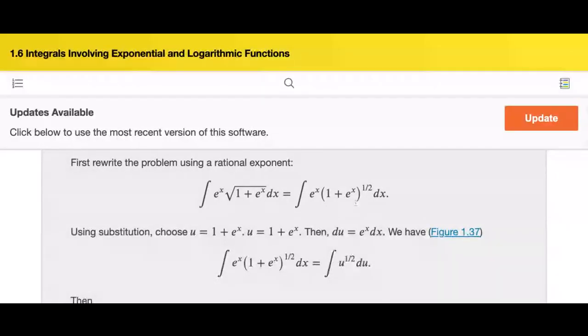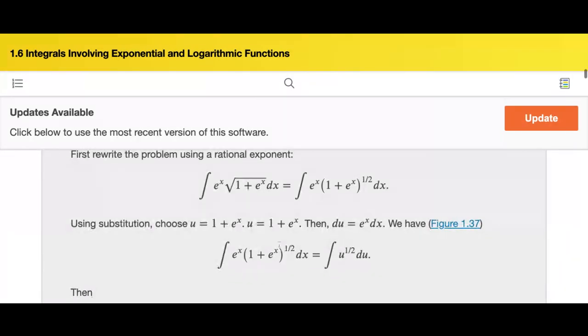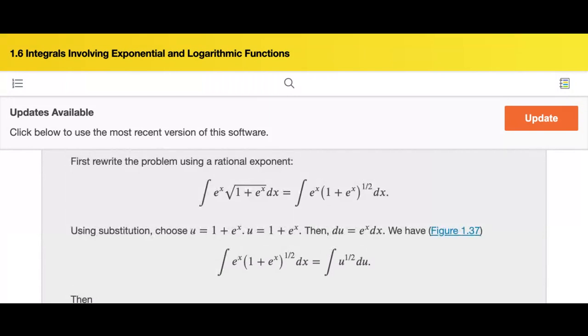Let's go back to the book. Yeah, the book doesn't have typo. I made a mistake. Yeah, it's my typo. Exactly right. So e to the x and dx is the du part. Because also they write u equals 1 plus e to the x twice, I thought maybe they want to write e to the x equals u minus 1. Yes, so e to the x dx is just the du part.